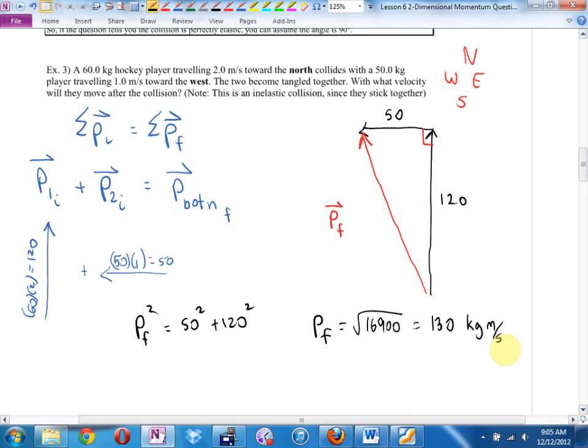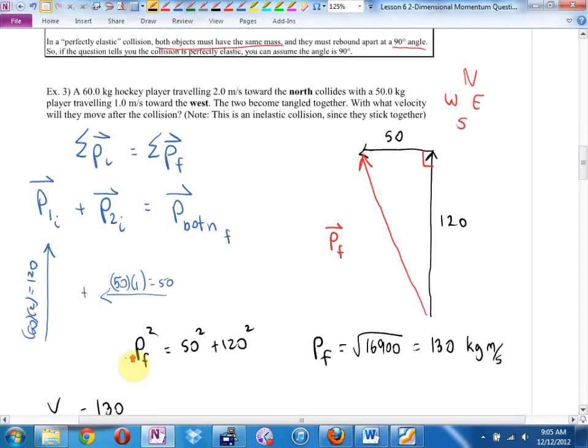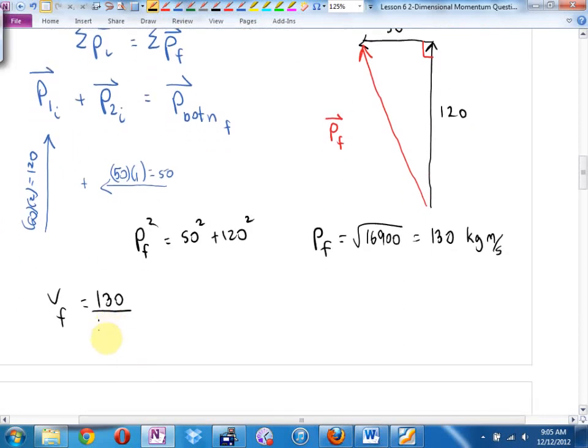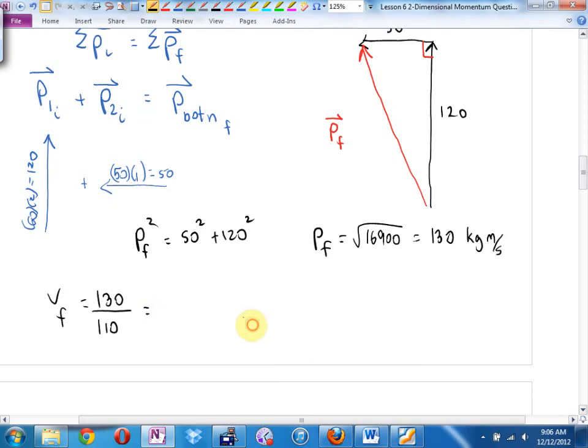If you know the momentum, how can you find the velocity? Momentum is what times what? Mass times velocity. So if you know the momentum, how can you find the velocity? Sebastian, you're nodding your head. What can I do? Divide by the mass. Okay, so V final is going to be 130 divided by, stuck together or separate? Both masses. 110, yes? 1.18.